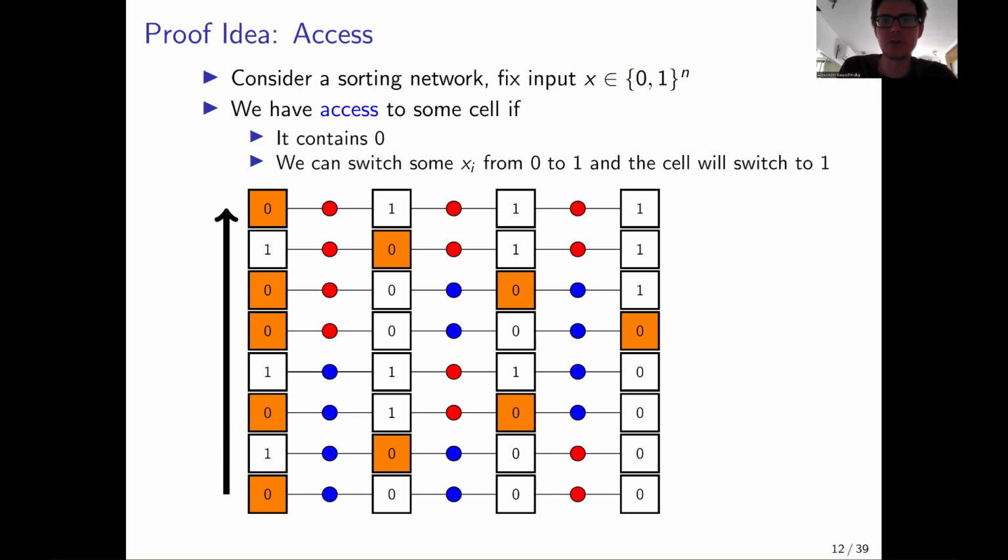And it is important to note that if we consider the last column, and if our network sorts all inputs correctly, this means that we have access to exactly one cell on each input, namely the topmost cell with 0, just because the last column should always be sorted, so it has to have first some zeros and then some ones.